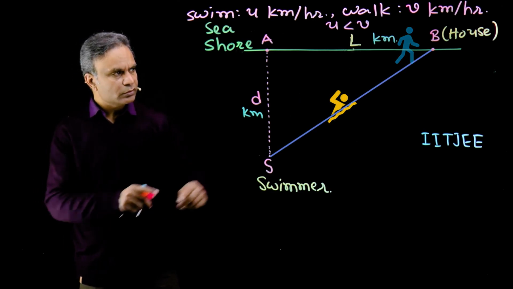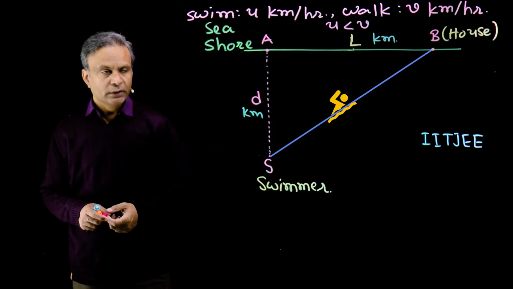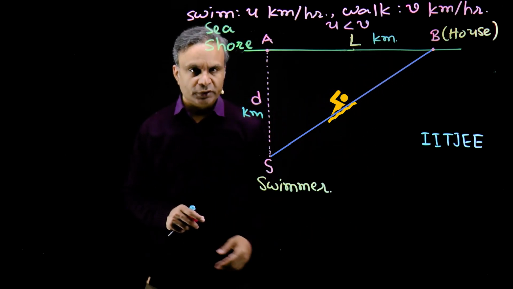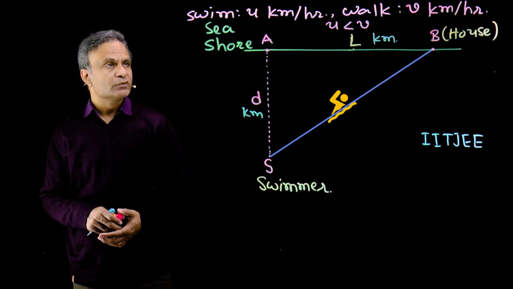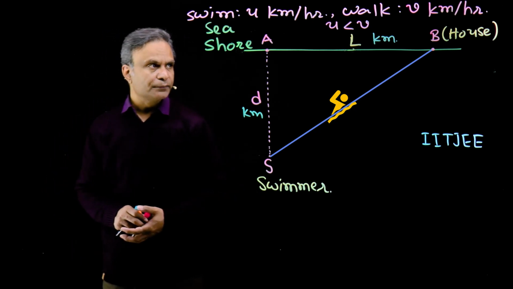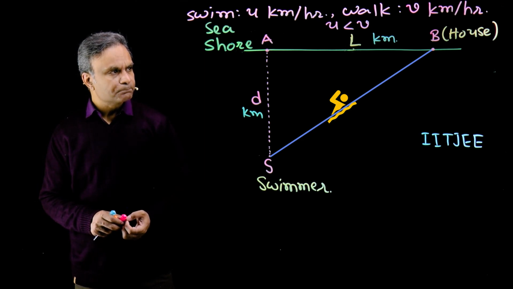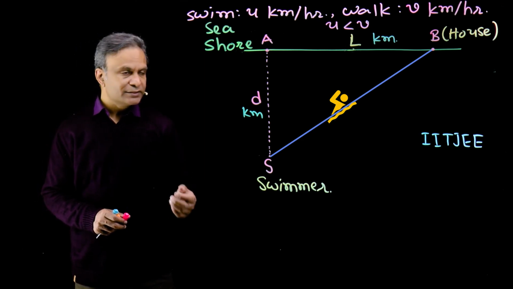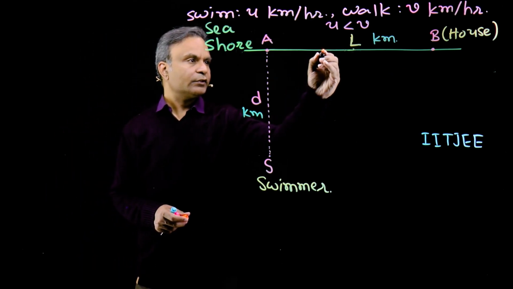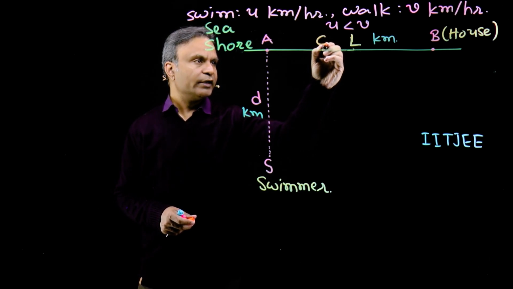Obviously when he swims all the way to his home, the time taken by him won't be the shortest. When he swims directly from here to his house, the time won't be the shortest, because the speed of swimming is less than the speed of walking. u is less than v. So for the shortest time in which he can reach his home, he will land somewhere here on the shore. Suppose this is point C.